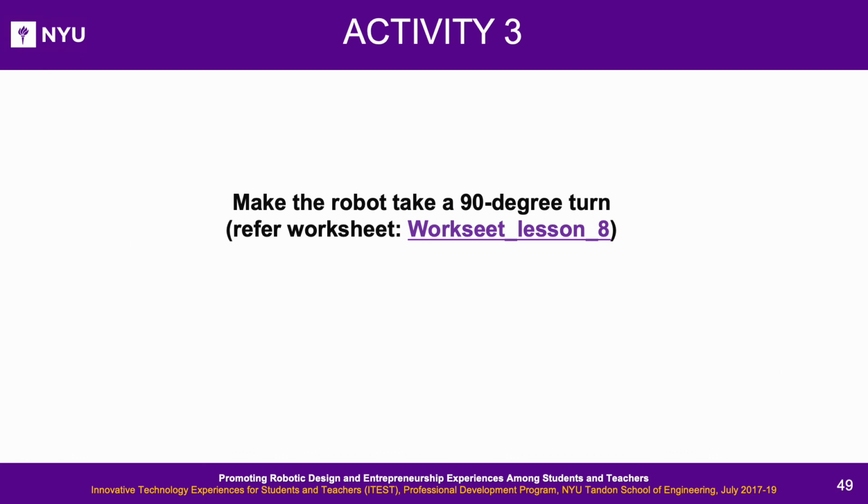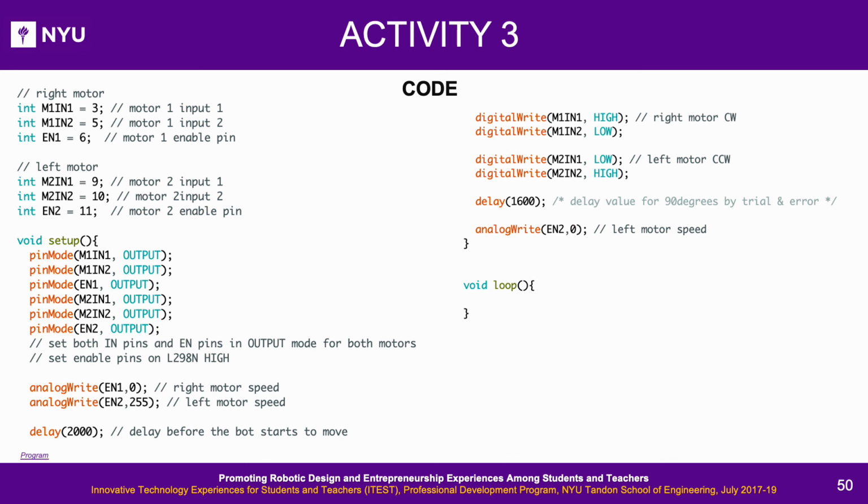Activity 3. Make the robot take a 90-degree turn. Please refer to the worksheet from the link. Activity 3. Solution. Code. The pins for both the left and right motors are declared as variables with meaningful names, that is, the name of the pins to which they are connected on the motor driver. In the setup, first, all these pins are set as output.